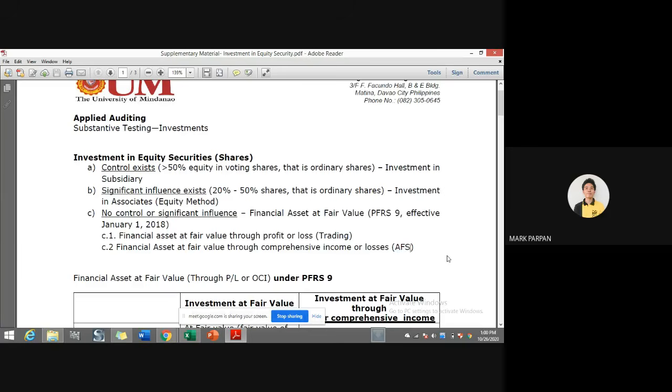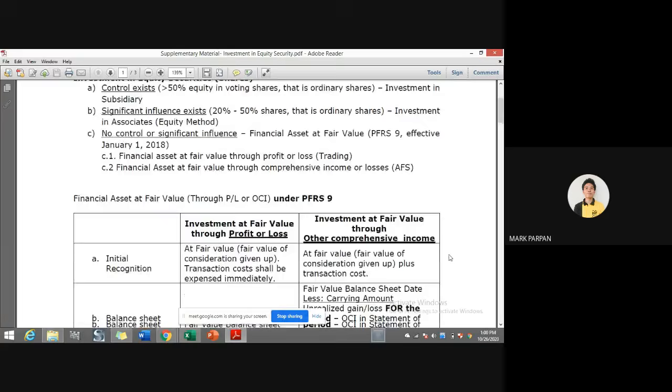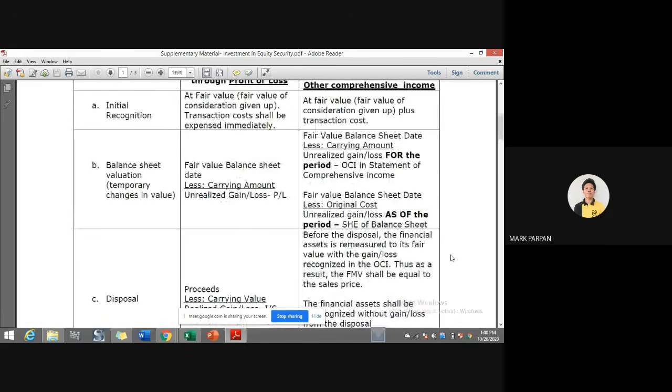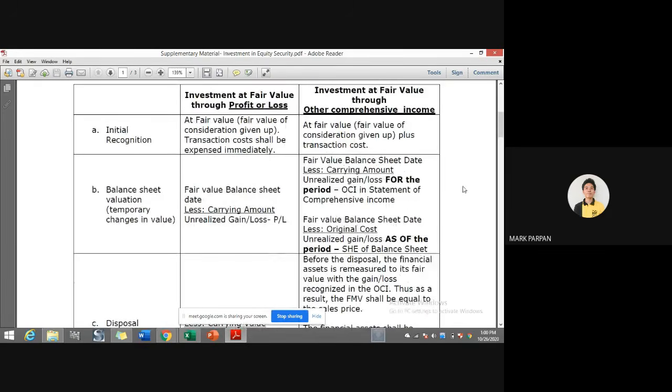So let's now proceed to the summary of the treatment. Just look at this. You don't need to look for anything else. Everything we need for our financial accounting, our technical know-how for investments, is here. So initial recognition for FAFVTPL is at fair value. And remember that transaction costs are expensed immediately. Again, if it is through profit or loss, fair value, but the transaction costs are expensed immediately.